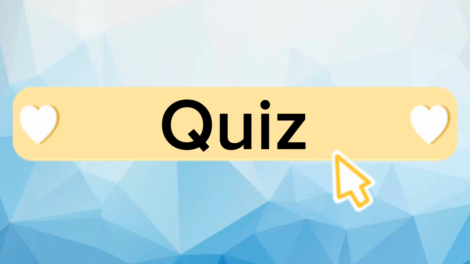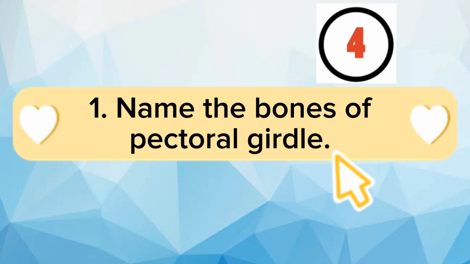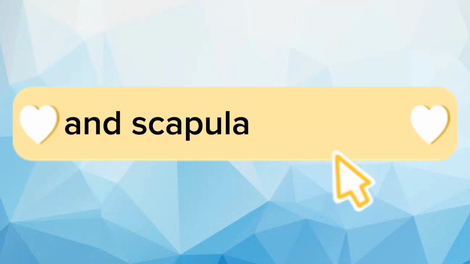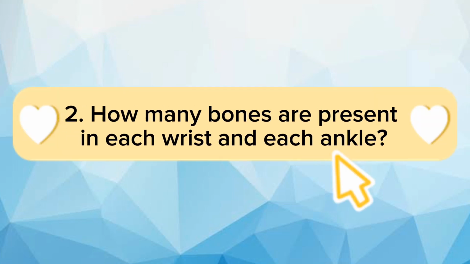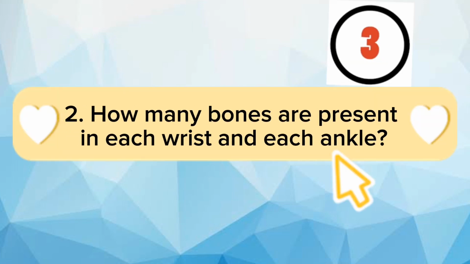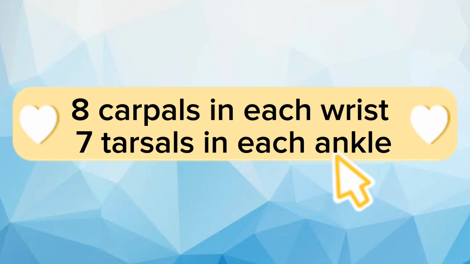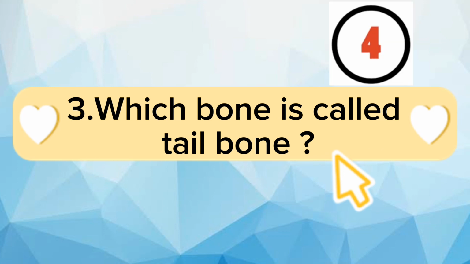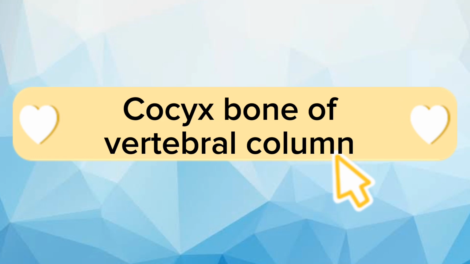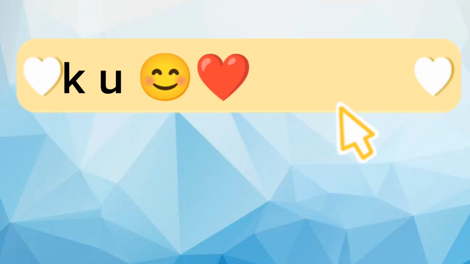Let's have a quiz for self-analysis. Question number 1. Name the bones of the pectoral girdle. And these are the clavicle and scapula bones. Question number 2. How many bones are present in each wrist and each ankle? 8 carpals in each wrist and 7 tarsals in each ankle. Number 3. Which bone is called the tailbone? And the answer is the coccyx bone of the vertebral column.